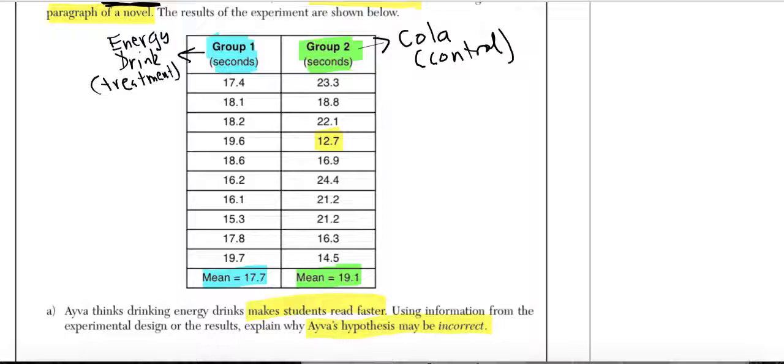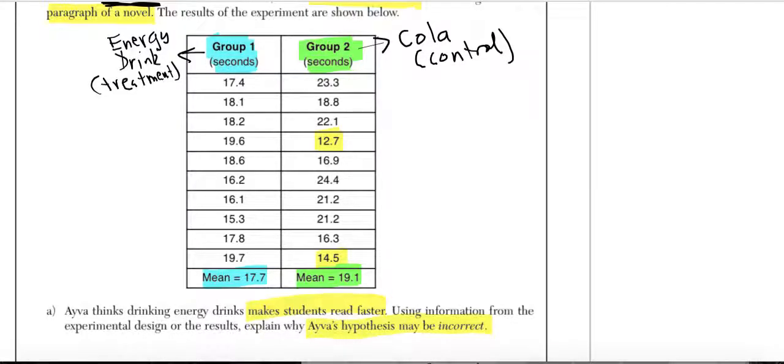All the reading times were faster than 12.7 seconds. I see a 14.5 and 17.4, 18, 19, 18, 16, 16, 15, 17, 19. Nobody read that fast in the energy drink group either. The two fastest readers are from group 2, so that already proves that her hypothesis may be incorrect.